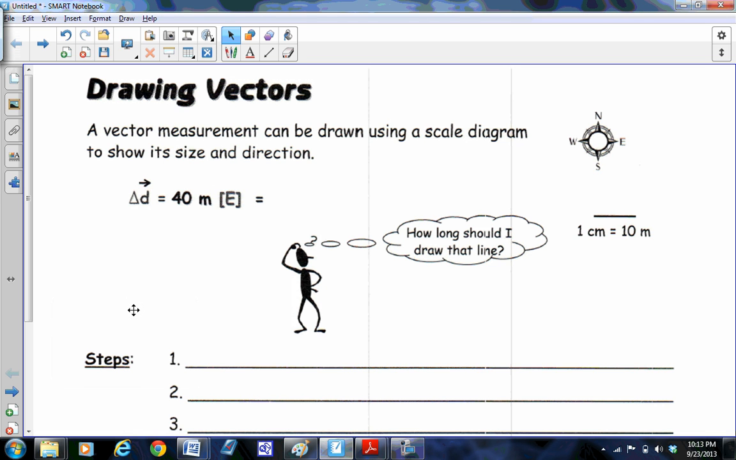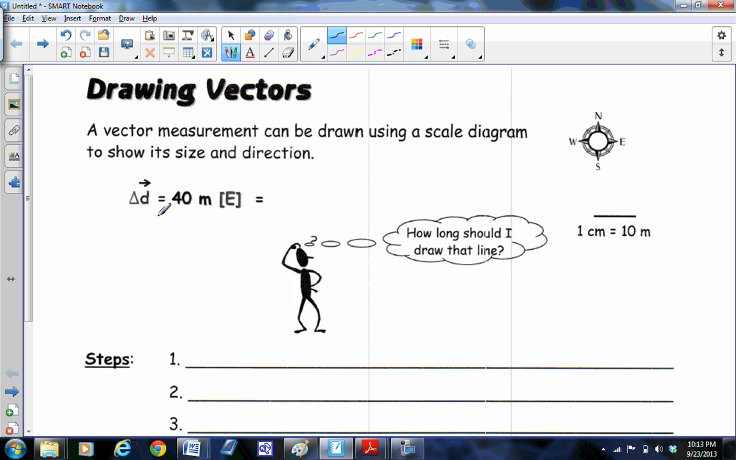Okay guys, in the last video we looked at what vector quantities were and what scalar quantities were, and we saw that vectors are basically measurements that have some kind of direction. One of the examples was something called displacement. So basically displacement meant I went from one place and ended up in another. So here's a classic example of displacement.